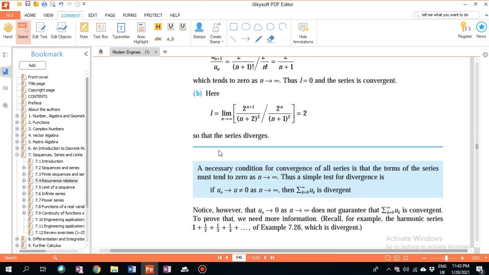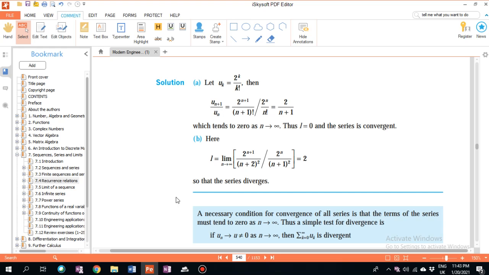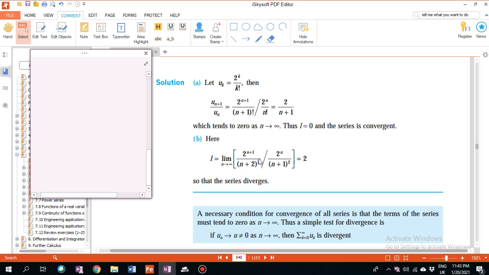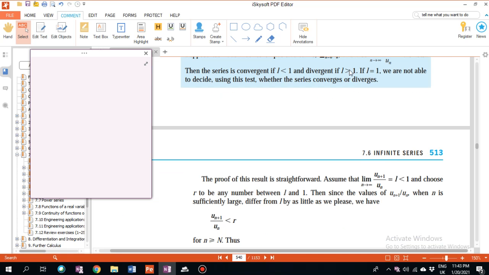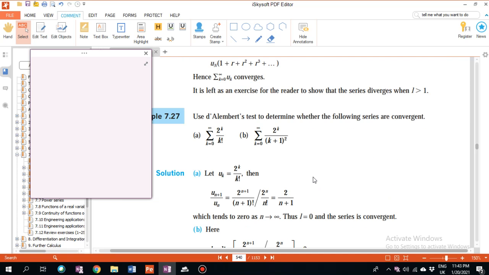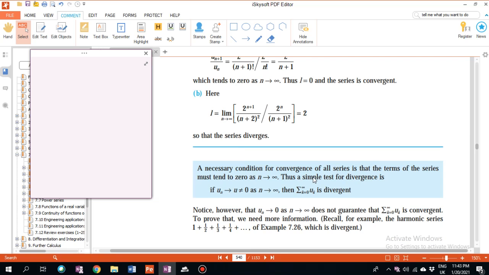Okay, for example, the second one, you have u(n+1) divided by u(n). So here you have (n+1) divided by (n+2), squared, and this one can be cancelled. Then at the end you get 2. So when you get the 2, we know that your L is bigger than 1, so it's a divergence. So this is how to find the convergence and divergence.